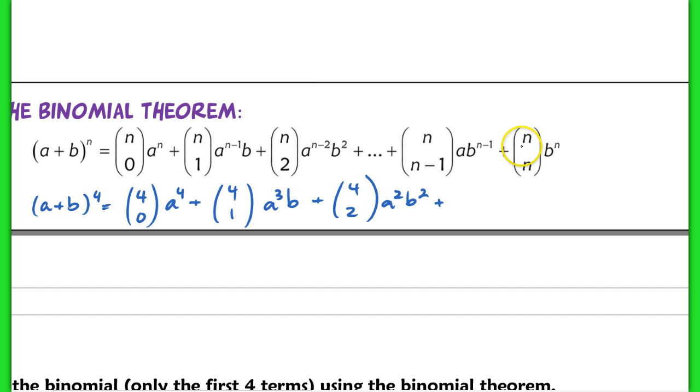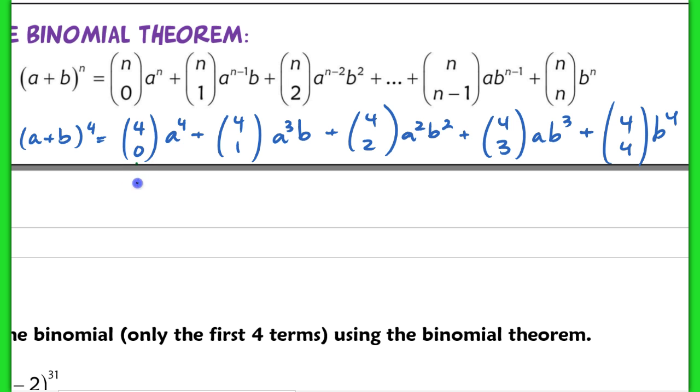And then 4 choose 3, a to the 1st, b to the 3rd, and then finally 4 choose 4, a to the 0, b to the 4th, so of course just b to the 4th.